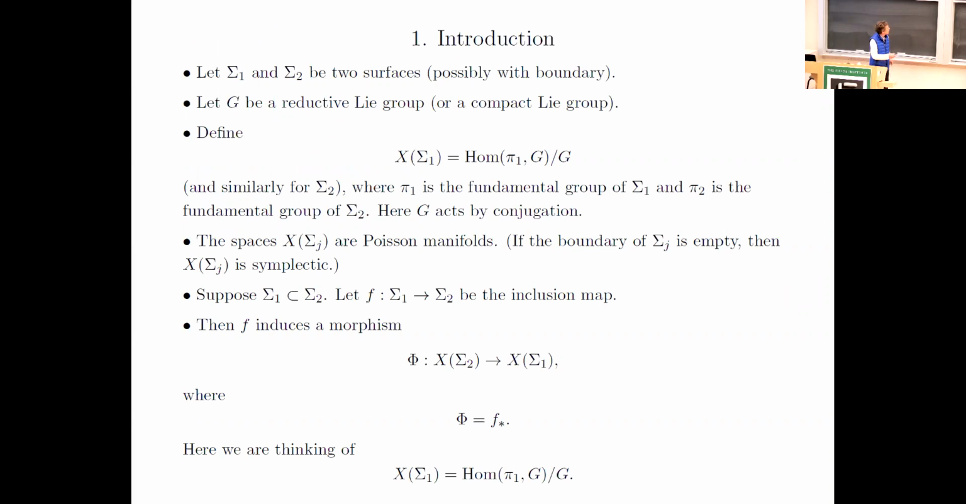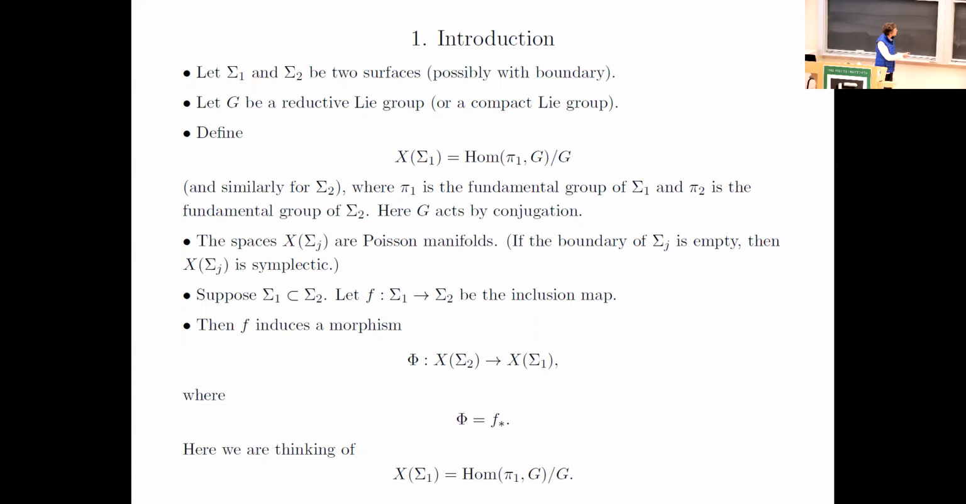Thanks very much. Okay, so let's suppose that we have two surfaces, possibly with boundary. And G will be either a reductive group, meaning complexification of a compact Lie group, or it could be a compact Lie group. So I will denote X of sigma 1 the representations of the fundamental group into G divided by conjugation. Same thing for the surface sigma 2.